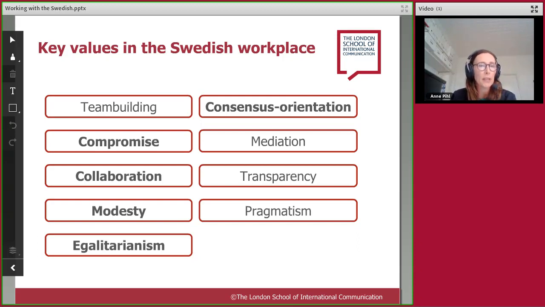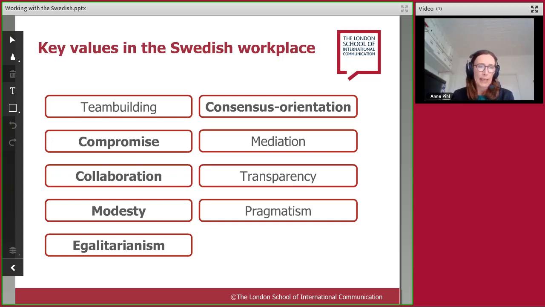Consensus orientation, team building, working with other people, that you have to compromise, you have to collaborate. And consensus is really the value that sets Sweden apart from most other countries. I would say pretty much every other country. This emphasis on consensus and gaining consensus, anchoring decisions within the workplace.